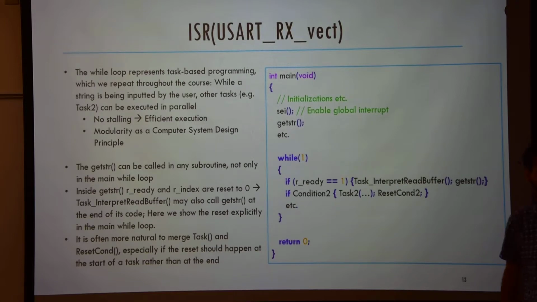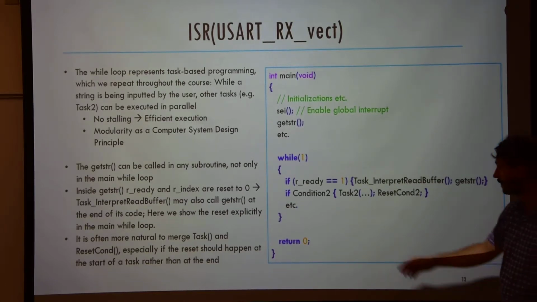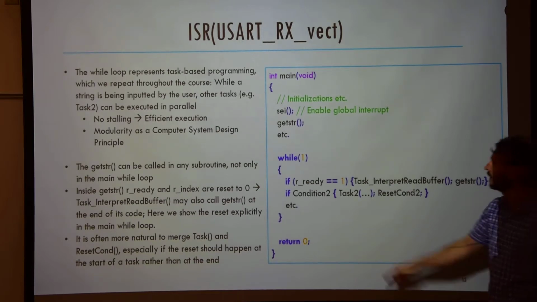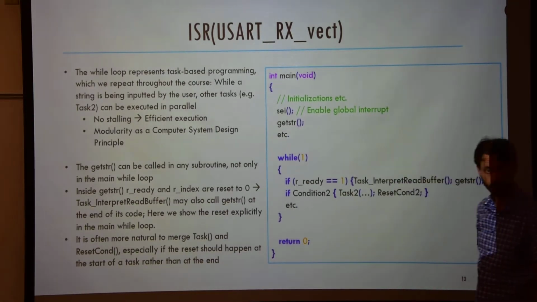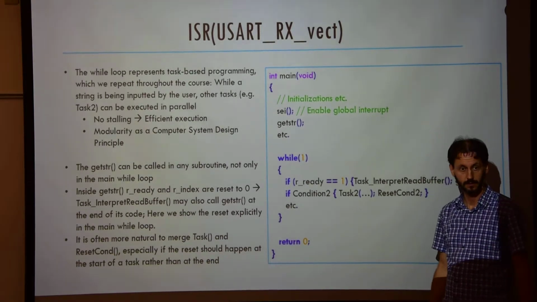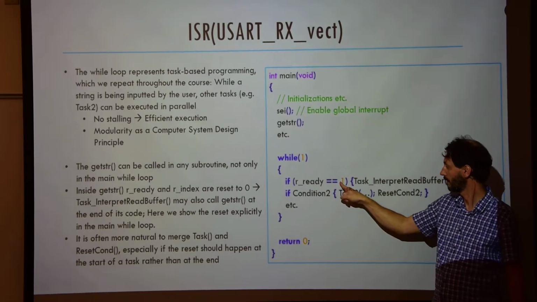Yeah, question? So when this is going through, the getString function that runs first, that's the interrupt service. Oh, yeah. Right. So that runs, and that goes into the while loop, and then when the ISR is done, that if statement will go through?